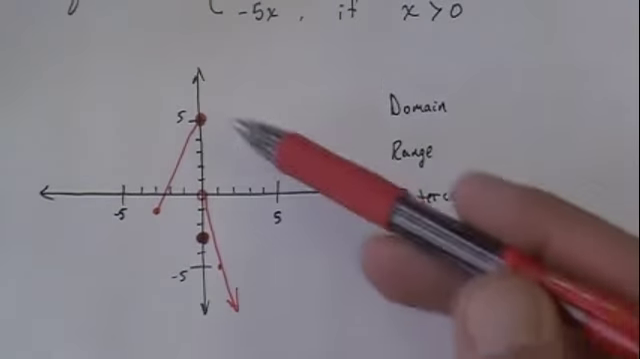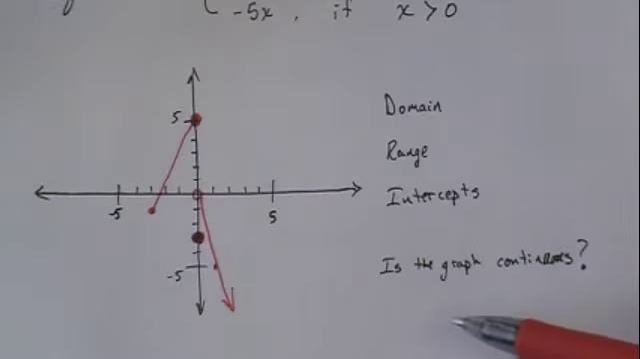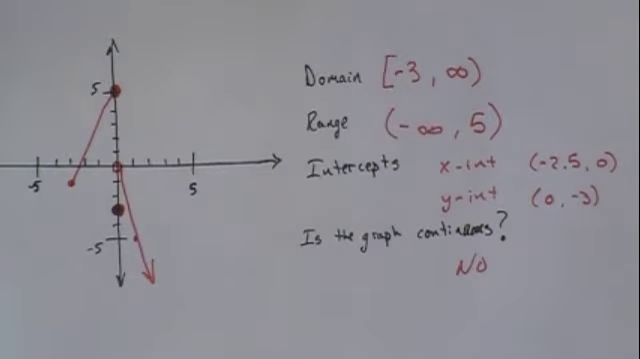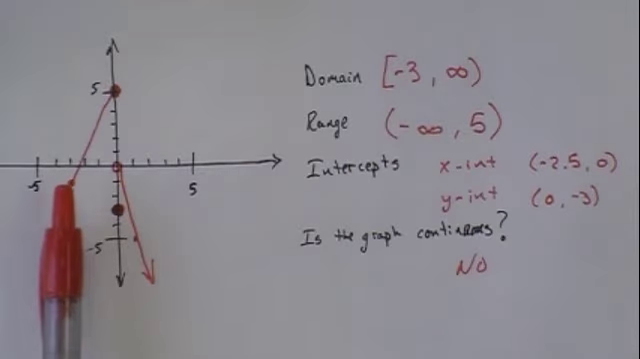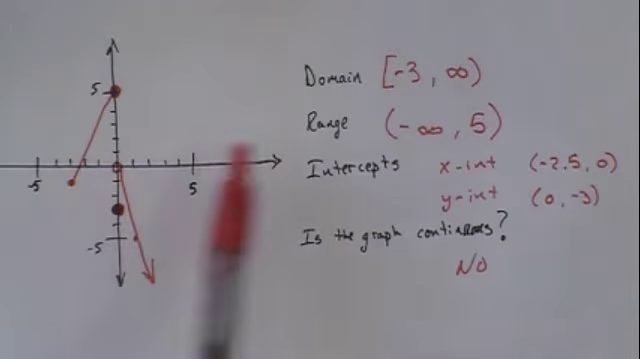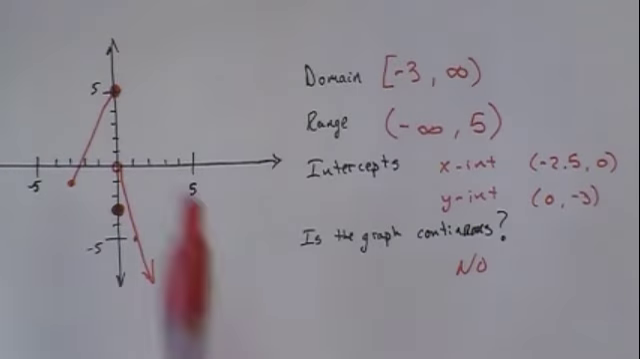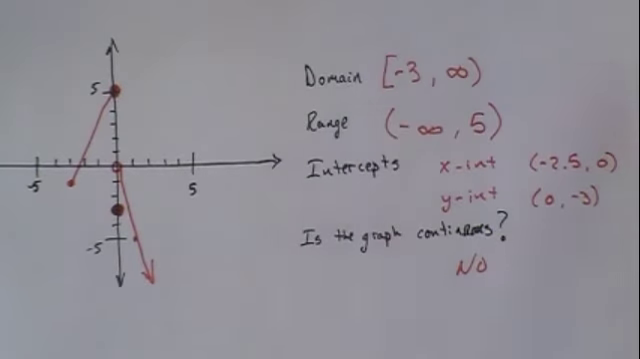Next thing I want you to do is look at this graph and determine the domain, the range, our intercepts, and then answer the question, is this graph continuous? So when looking at this graph, we can see that our domain, our x values, go from -3, -3 is included, so we have the bracket, to infinity because this line continues on forever. So then we have all those positive values. So our x values, our domain goes from -3 on up.